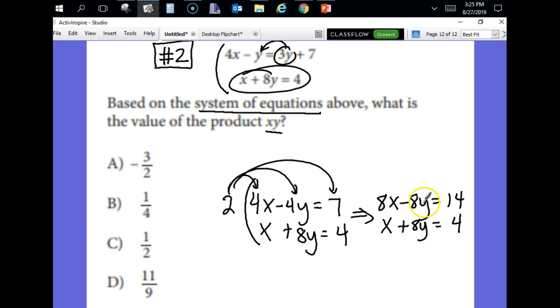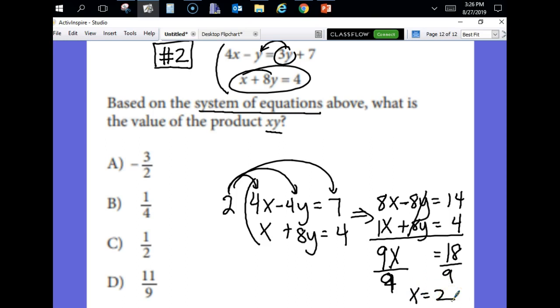Now, as you can see, my y variables have the same number but with opposite signs. So if I add straight down, 8 and 1 makes 9. The 8y's cancel out. And then we also need to combine the constants on the other side. And that gives us 18. Division gives us, getting ahead of myself there, 2.